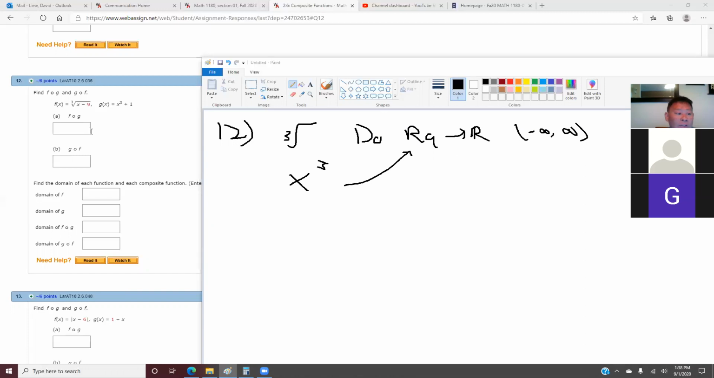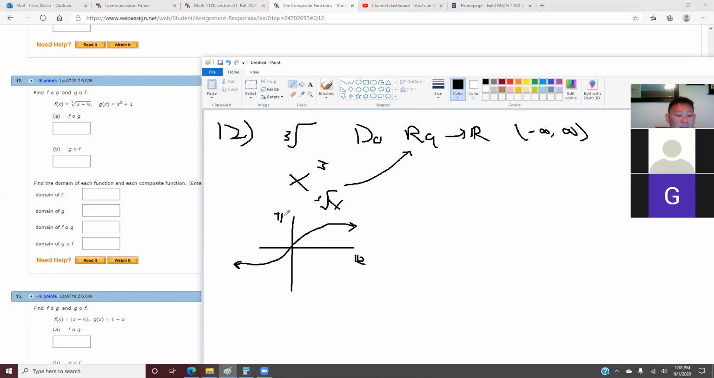So if you do f∘g, g∘f, g∘g, f∘f, whatever we have, you're still going to have all real numbers. The reason is that if you remember the graph for x cubed and the cube root of x, the graph of the cube root of x looks something like this. We call it the Egyptian. And you notice that the domain here is all real numbers because it goes from negative to positive infinity.